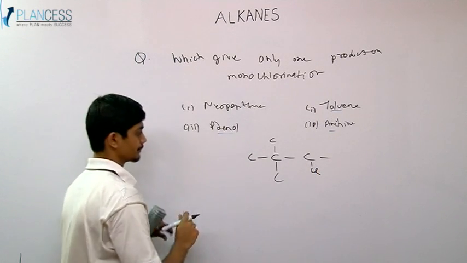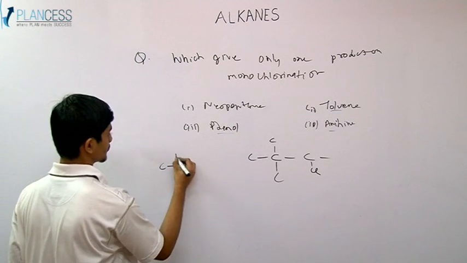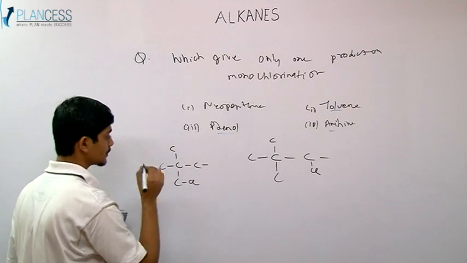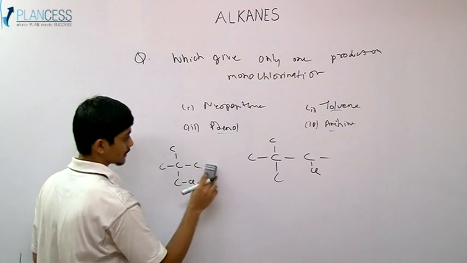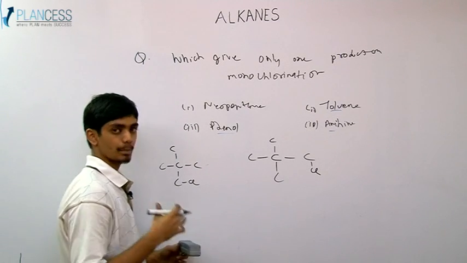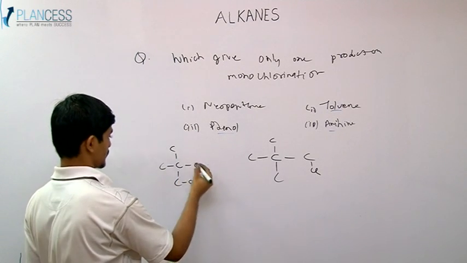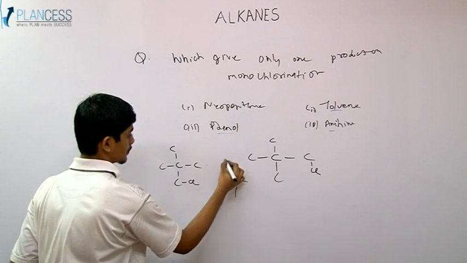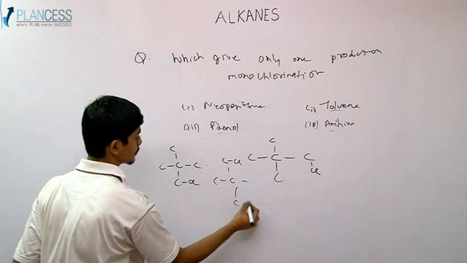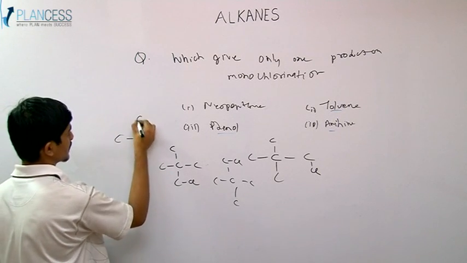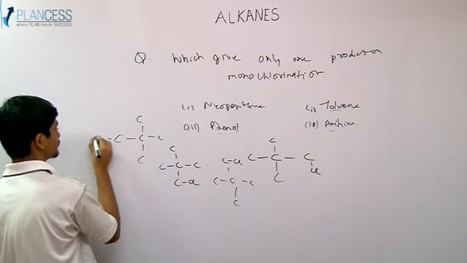Let us draw it. What about the other three? The monochlorination can happen over here, definitely. And this has not got any alkyl group. This is a perfect neopentane. What about this? Yes, monochlorination can happen at this carbon also. What about the fourth one? Monochlorination can happen on that carbon also.